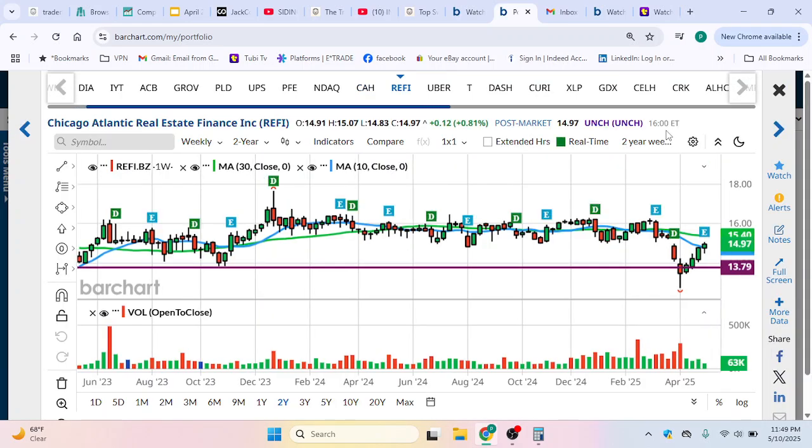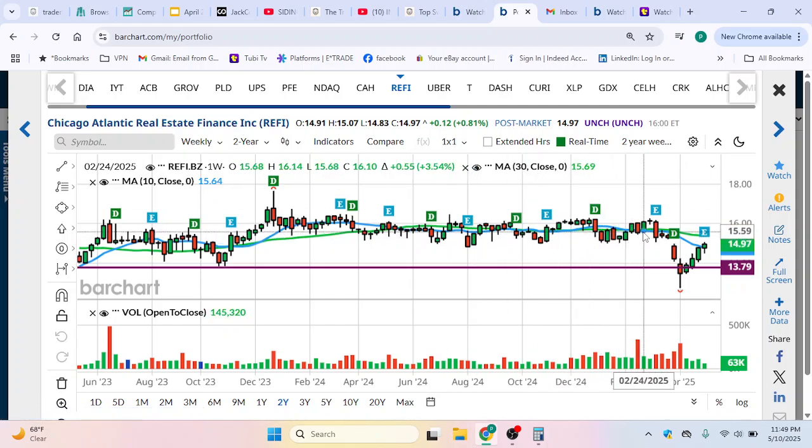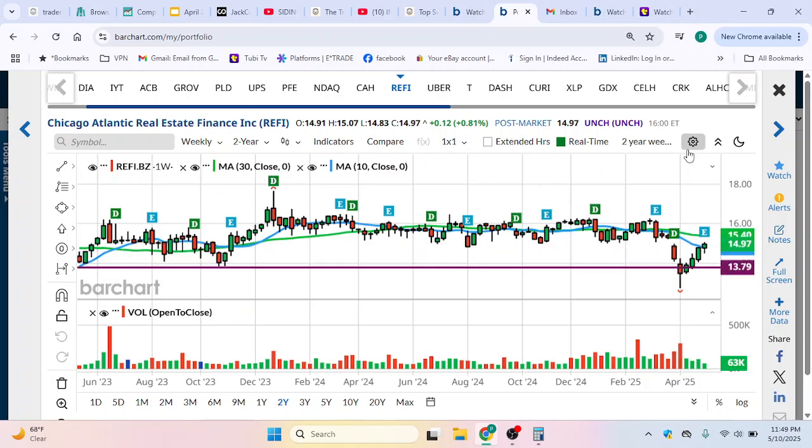This is one that stopped me out. REFI, which stands for Chicago Atlantic Real Estate Finance. Okay, this stock just kind of treaded water, and then it kind of gapped down and stopped me out. And this is related to the cannabis sector. It's actually a real estate trust, a real estate company that invests in cannabis properties. And so it just hasn't done that well at all.